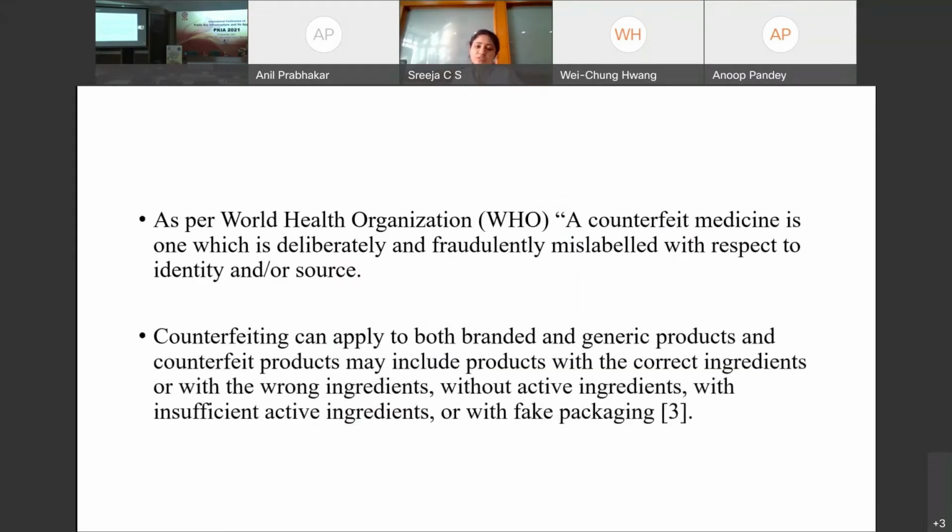This is one of the definitions, just to indicate that it is a medicine where either the ingredient is not proper, or it could be mislabeled, or maybe the ratio in the active ingredients might be an issue, or maybe the packaging, whatever it is, fake packaging is also something we consider. So it all talks about a product which is not genuine. It can be the packaging we are looking at, or the drug ingredients, that is the active ingredients, or maybe the assay of the product when it comes to drugs.